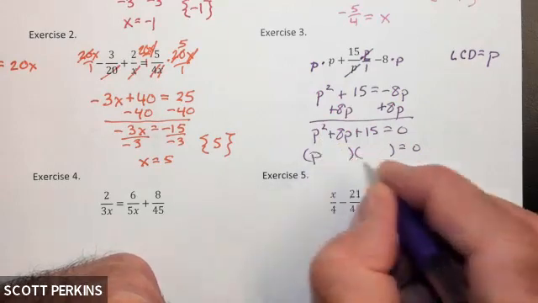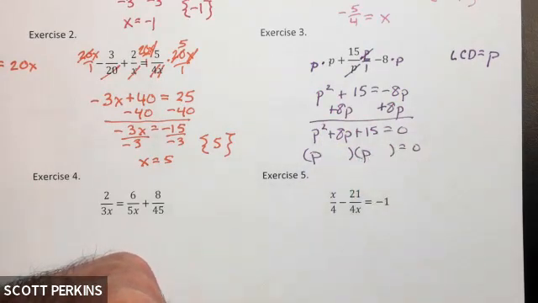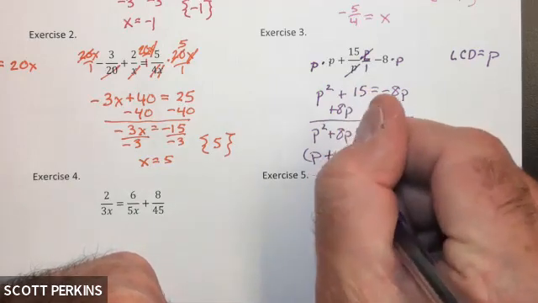P squared is p times p. I've got to unfoil this now. And what are the two factors of 15 that are going to add up to 8? Perfect. 3 and 5.